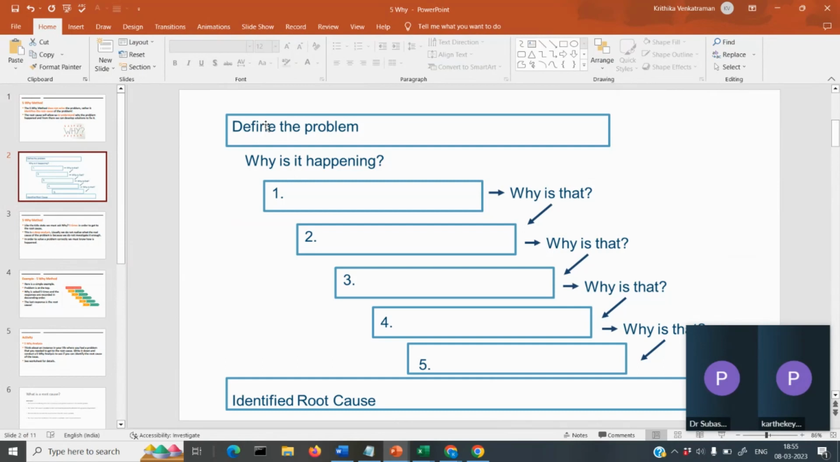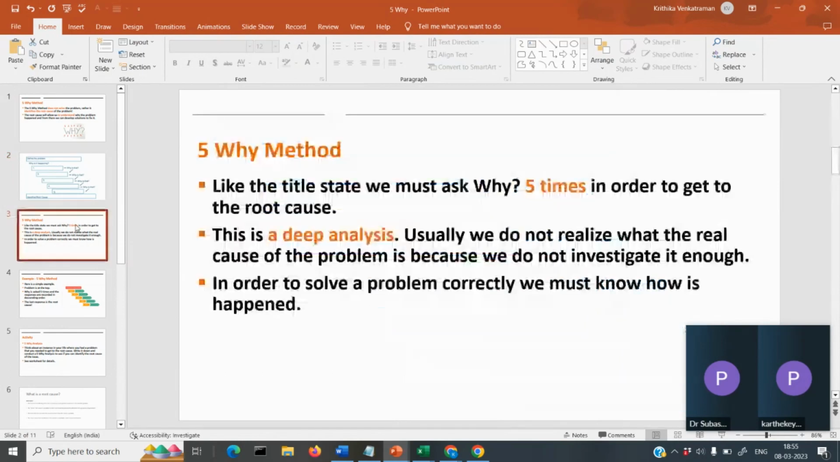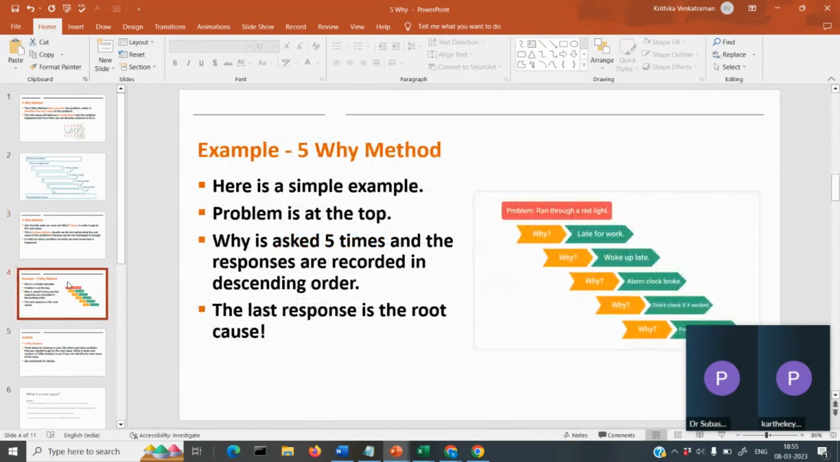Do you understand? Okay. So now we will learn how to do the 5Y analysis. We must ask questions that will give us answers or do deep analysis so that we can identify the root cause. So how do we ask that?